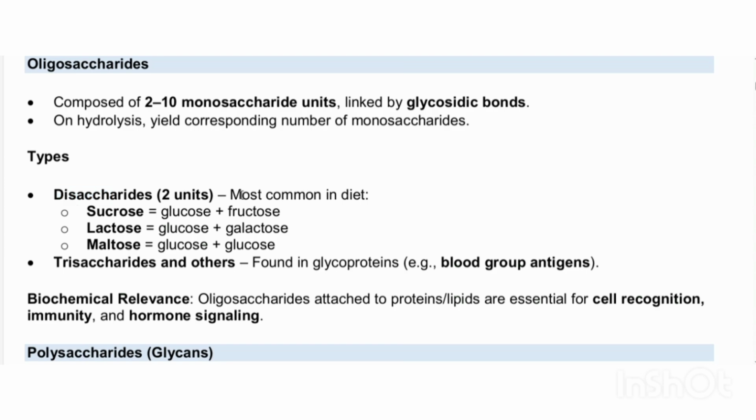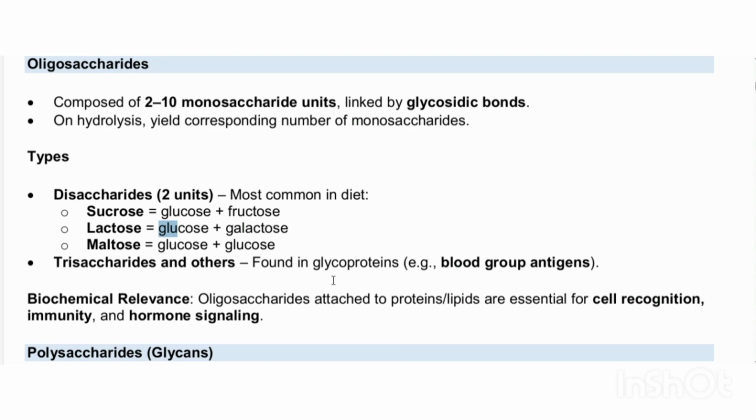Disaccharides are most common in our diet, and they include sucrose, which is formed by the glycosidic bond of glucose with fructose; lactose, which is formed by the glycosidic bond of glucose with galactose; and maltose, which is formed by the glycosidic bond of glucose with glucose. Now trisaccharides have 3 monosaccharide units, and so on.